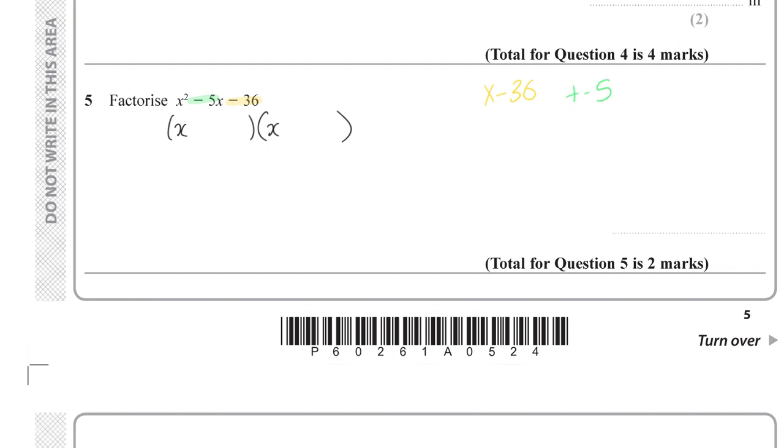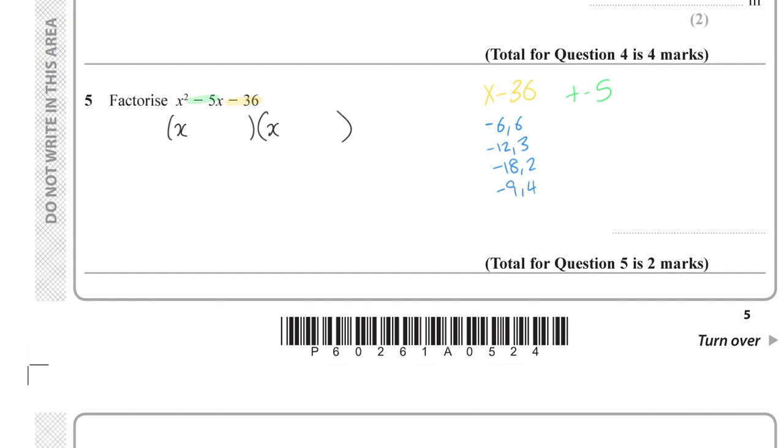Okay, now the first thing we're going to do is list the factors of 36. You've got negative 6 and 6. You've got negative 12 and 3. You can have 18 and 2. You can have negative 9 and 4.